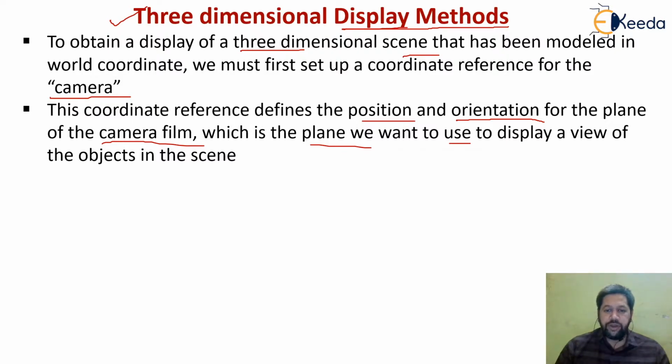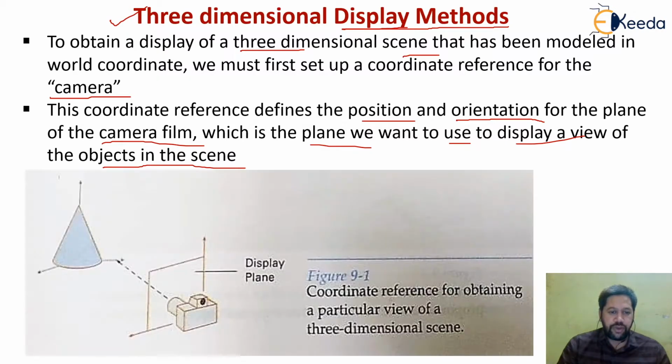I want to take the photo from which angle, from which position I want to take it. I want to capture the 3D view. So which is the plane we want to use to display a view of the object in the scene? That is very important, and we have to consider this. So I have shown this with the help of one diagram. Does everyone understand what this diagram indicates?